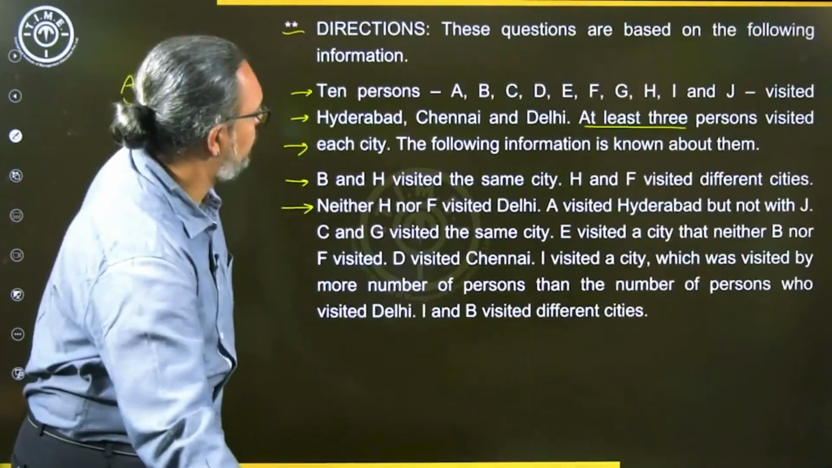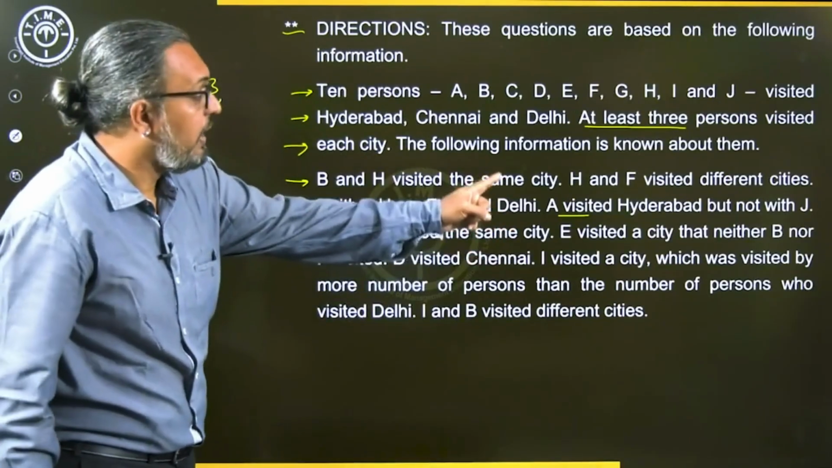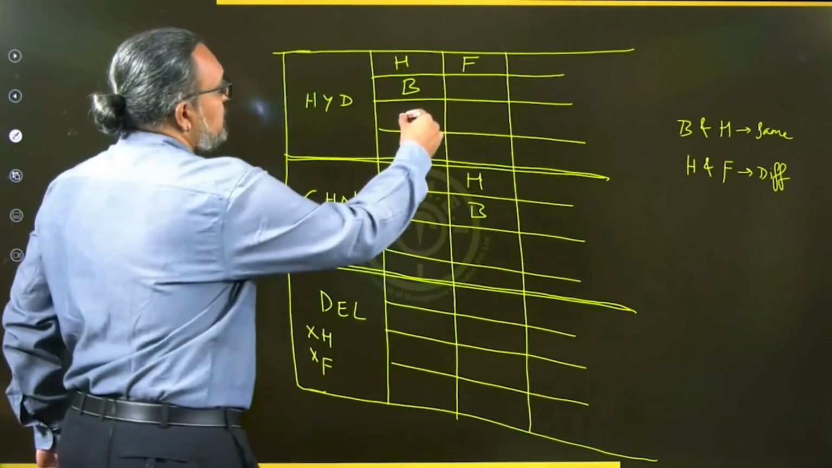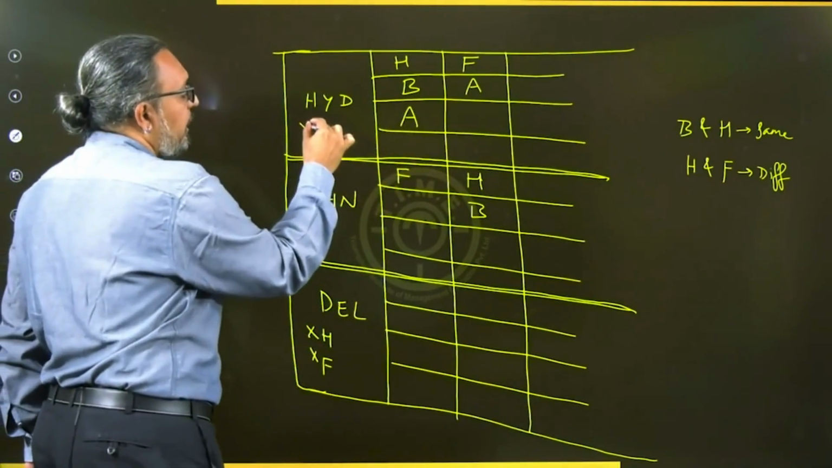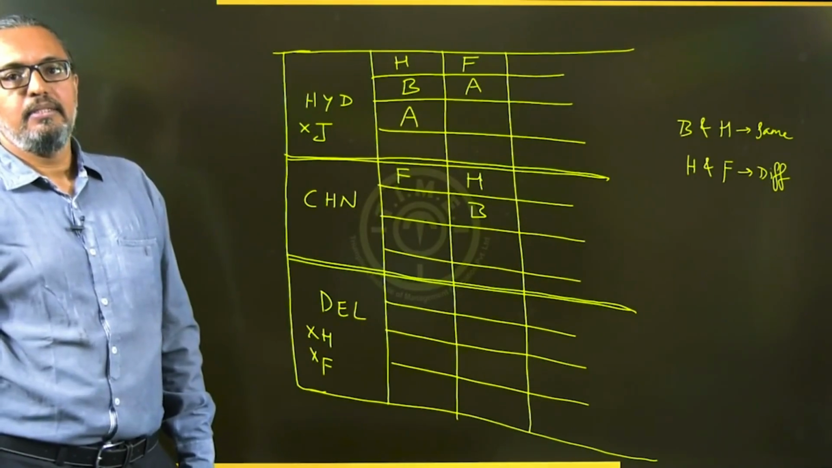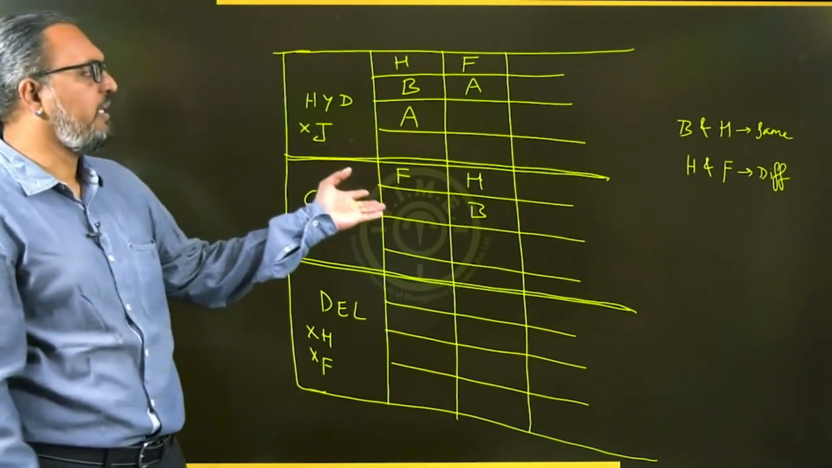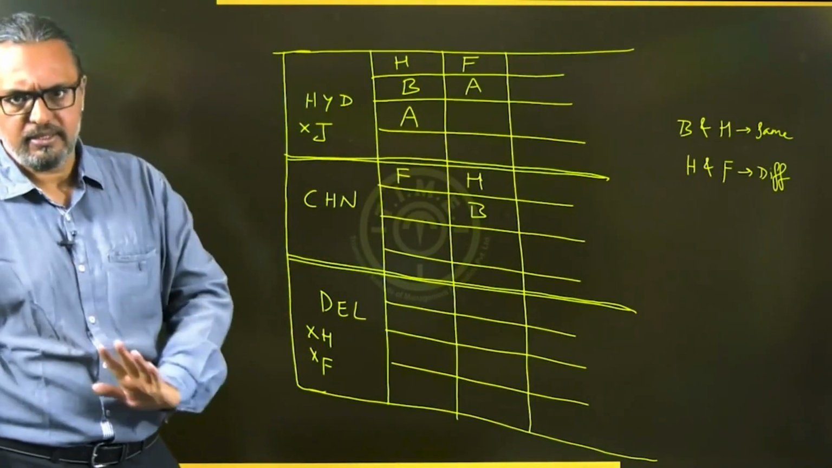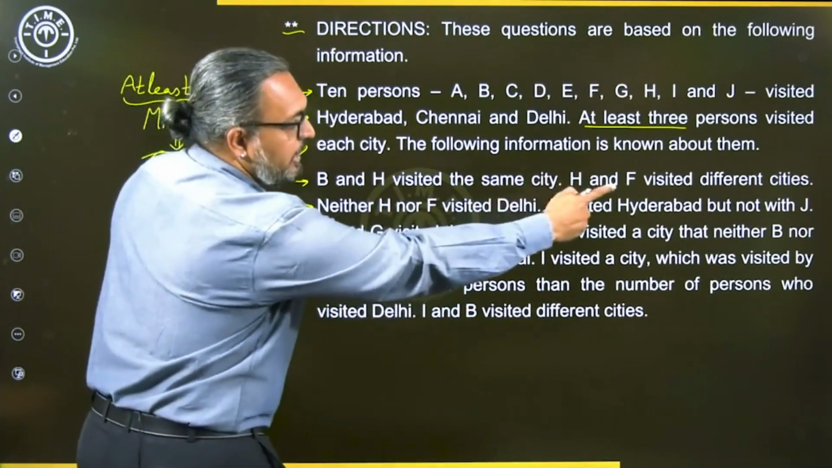Then further what he says: A visited Hyderabad but not with J. So A compulsorily is visiting Hyderabad but not with J, which means J can never visit Hyderabad. That's the understanding. J has to be in one of the other cities. It's similar to saying that A and J are in different cities, but we know A is from Hyderabad. That's it. Then what else do we have?